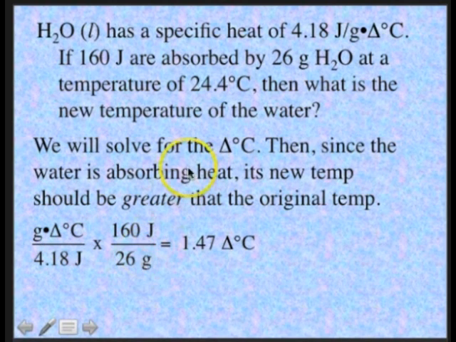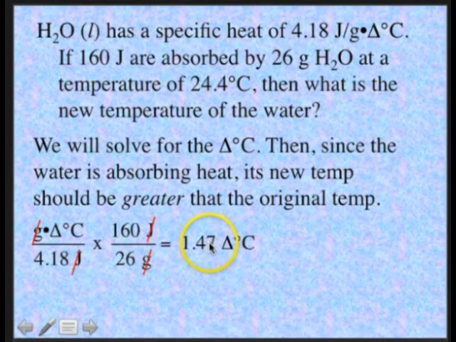Then what do I do? My given information is 26 grams of water. That'll cancel with my grams in the specific heat. And 160 joules in the numerator, that'll cancel with my 4.18 joules in the denominator. So what I get is grams canceling out, joules canceling out, and I end up with 1.47 delta degrees C. That's a change in temperature.